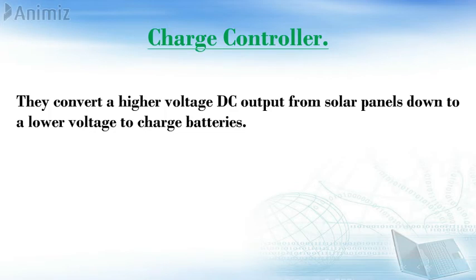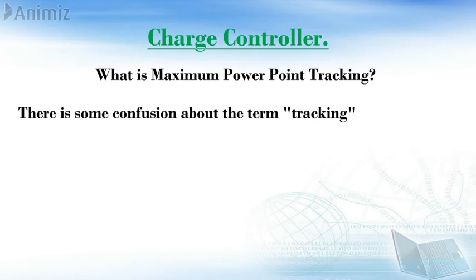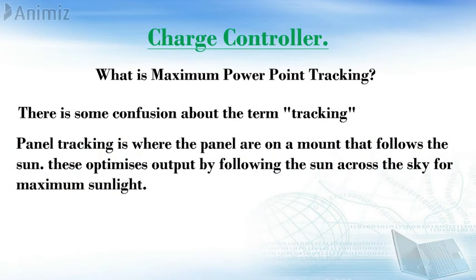to charge batteries. There is some confusion about the term tracking. Panel tracking is where the panels are on a mount that follows the sun. Optimizing is done by following the sun across the sky for maximum sunlight.